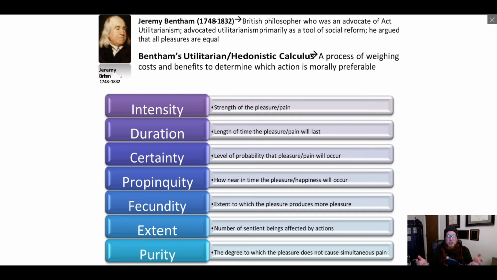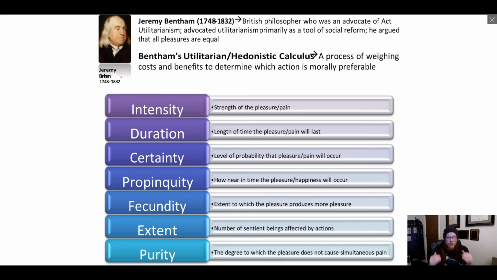Intensity. How strong is the pleasure or pain? Reading a good book is not the same thing as an orgasm. Duration. How long is it going to last? Is this something that's going to feel good for a long time or a short time? Certainty. Do you know it's going to happen? Do you think it's going to happen? It might happen. It may not happen. You can gauge the goodness of something on the likelihood of its occurrence.